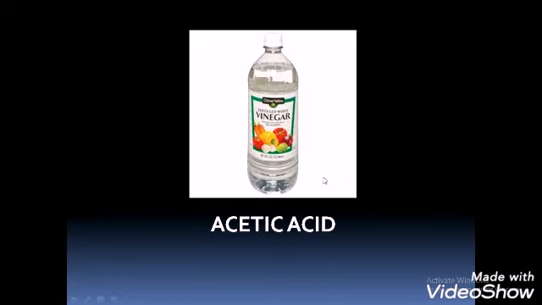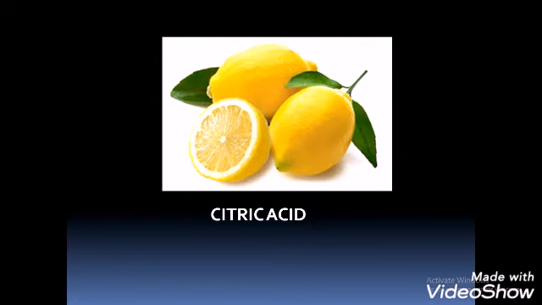Okay, first one, what is this picture? Vinegar. We are very familiar with vinegar. In vinegar, which acid is present? Acetic acid. These are some natural acids. Acetic acid is present in vinegar. Second one, what is this? Yes, this is lemon. In lemon juice, citric acid is present.